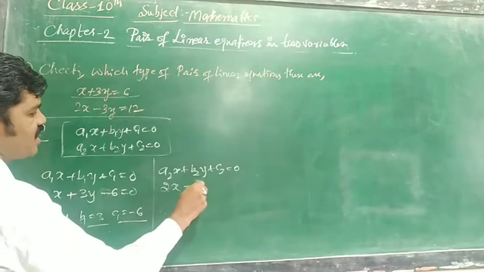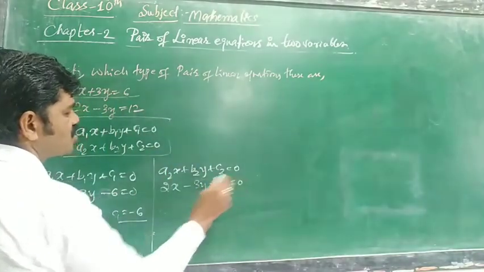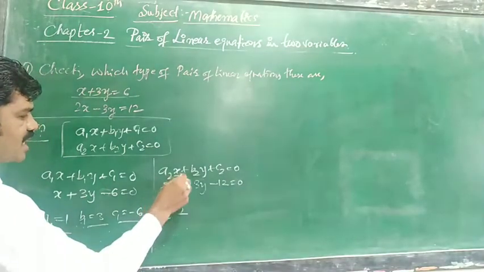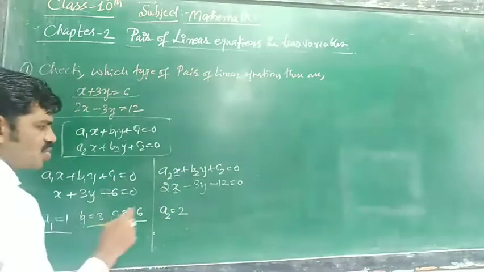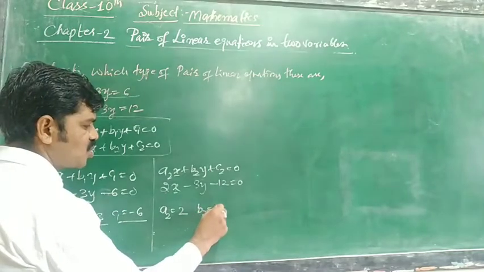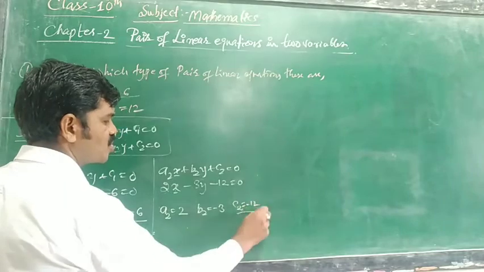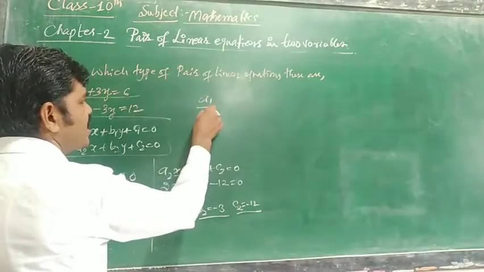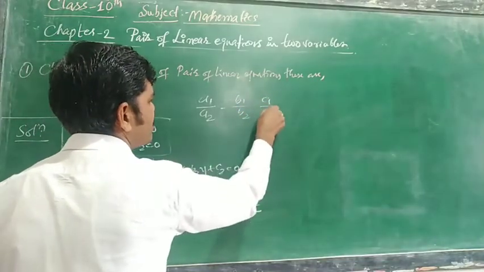2x minus 3y, this 12 will come inside and it's going to become minus 12 is equal to 0. See here, the value of a2 is equal to 2. x is a variable. a2 is equal to 2 and b2 is equal to minus 3 and c2 is equal to minus 12. So we have extracted the values a1, b1, c1 and a2, b2, c2. See here, a1 by a2, b1 by b2, c1 by c2.